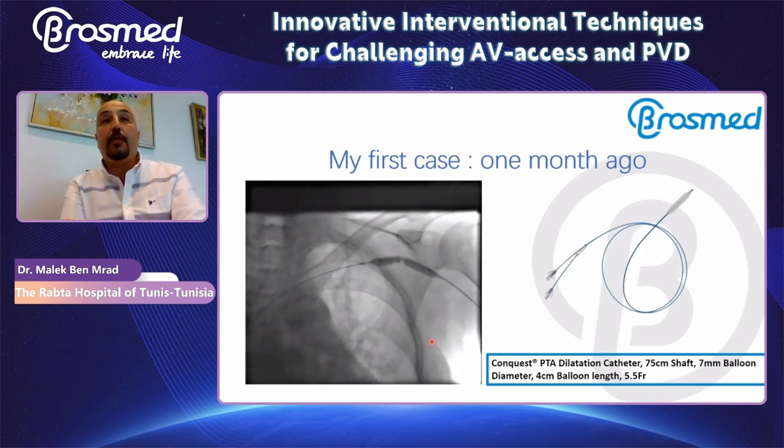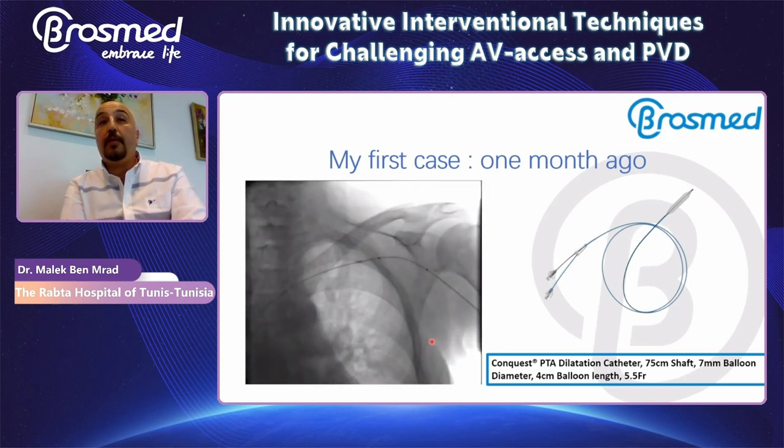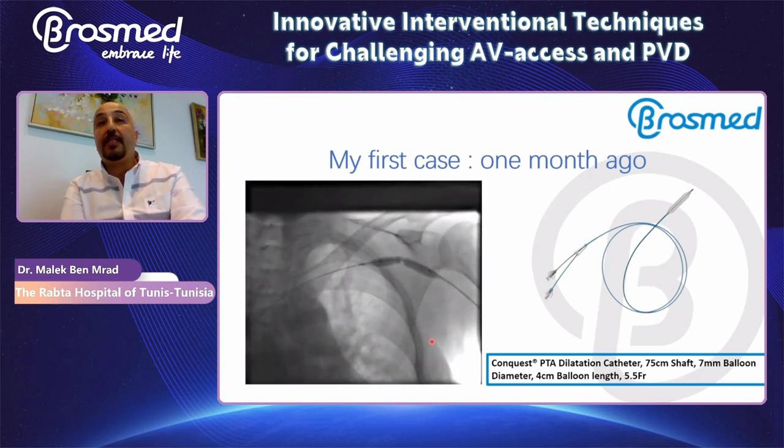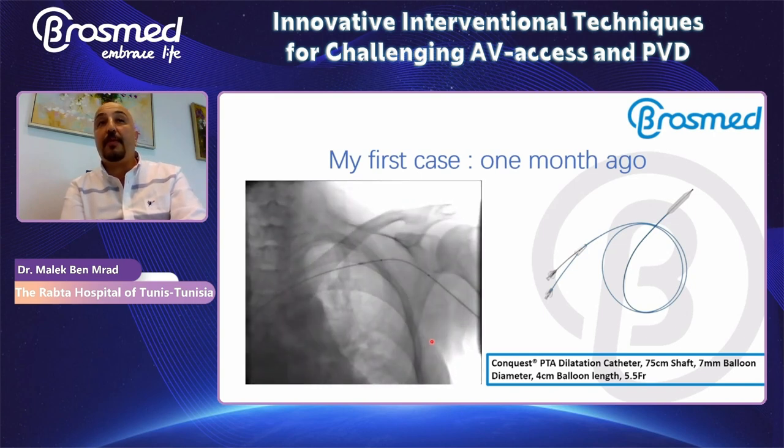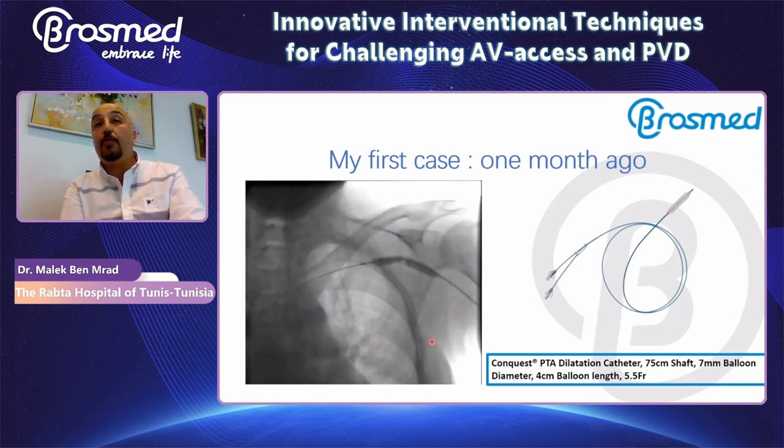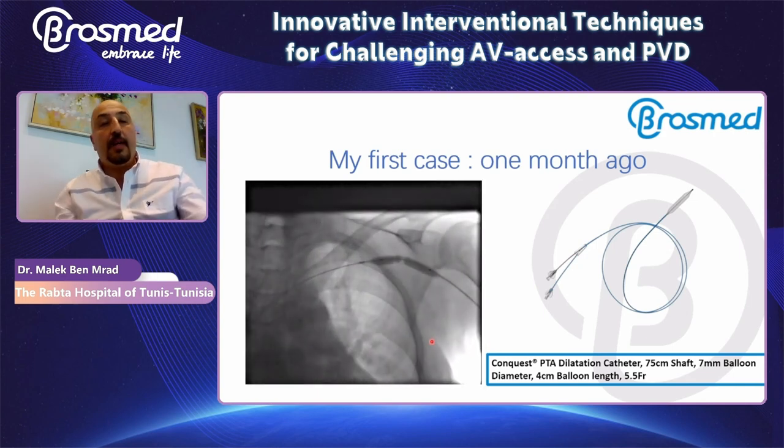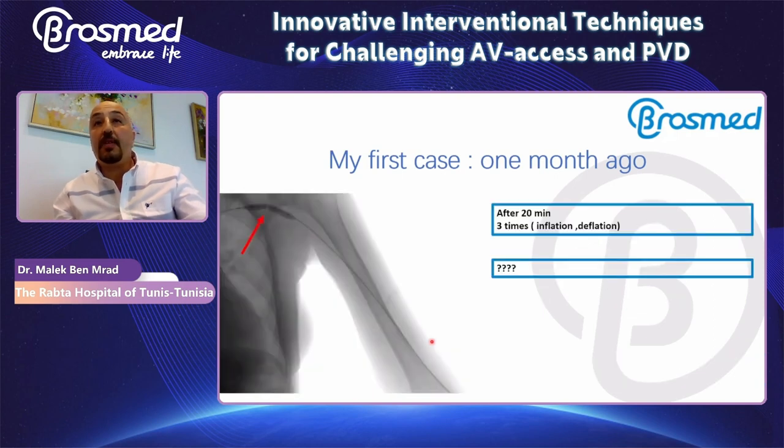And you see here the angioplasty. We inflated the balloon until 27 atmospheres. Despite this, we reached the rated burst pressure for this type of balloon, and we were unable to overcome the stenosis and to totally inflate the balloon. After 20 minutes, 3 inflations and deflations, what to do? I had to change our strategy and use the double guide wire technique.